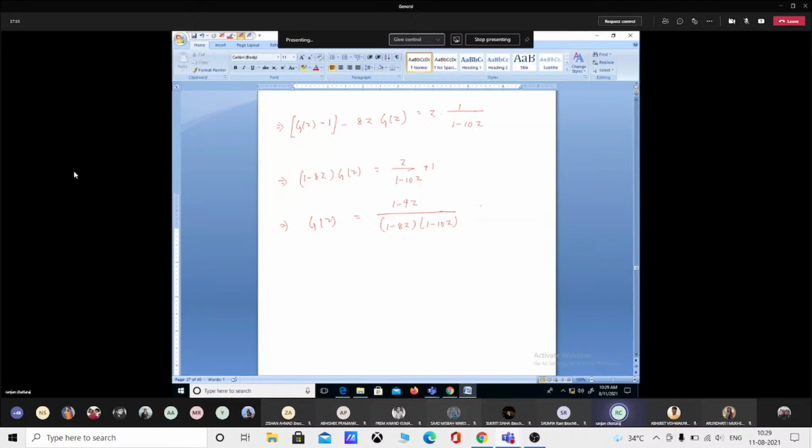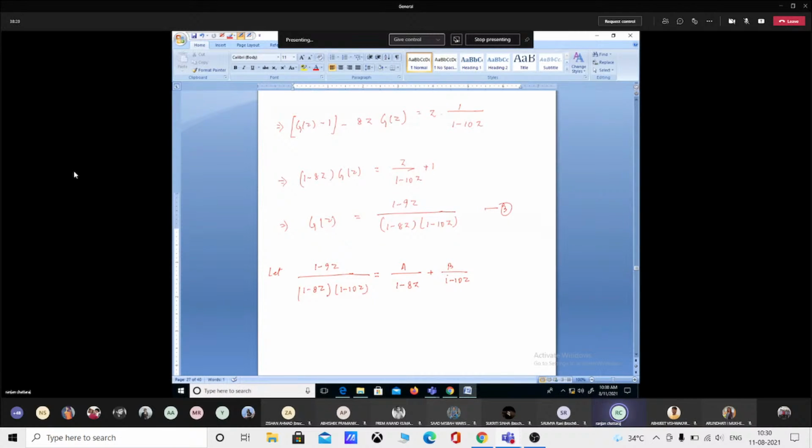Again, suppose it is 3. Using the same procedure, the method of partial fractions, we will solve it. 1 minus 9z over 1 minus 8z into 1 minus 10z. So it is linear over quadratic, so it is a proper fraction. So we may write it like A upon 1 minus 8z plus B upon 1 minus 10z.